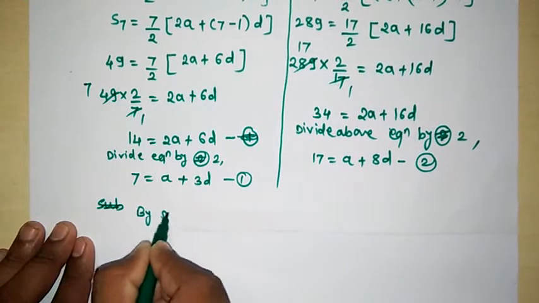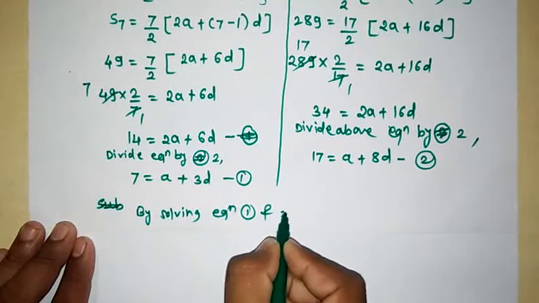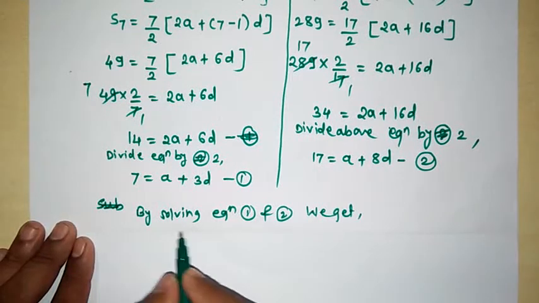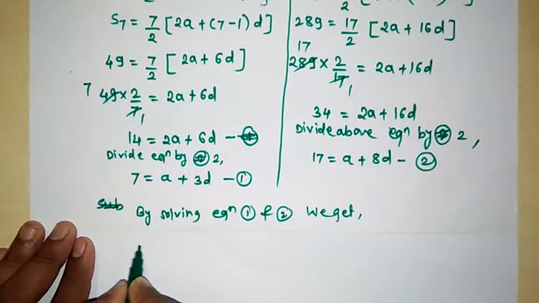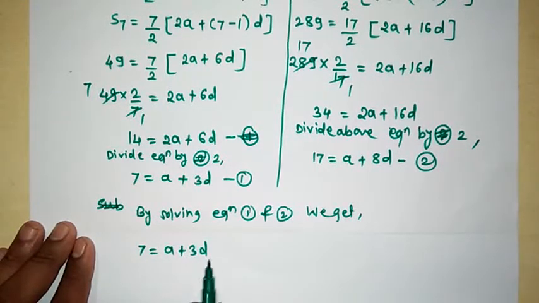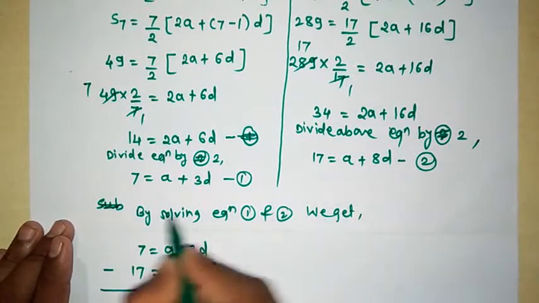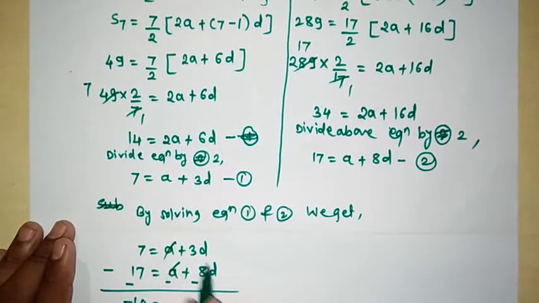By solving equations 1 and 2, we get... How to solve it? See here, we have to subtract equation 2 from equation 1. That is 7 is equal to a plus 3d, which is equation number 1, minus 17 is equal to a plus 8d. While subtracting, we have to change the signs of the below terms. It will become 7 minus 17, which is minus 10. a gets cancelled. 3d minus 8d is equal to minus 5d.